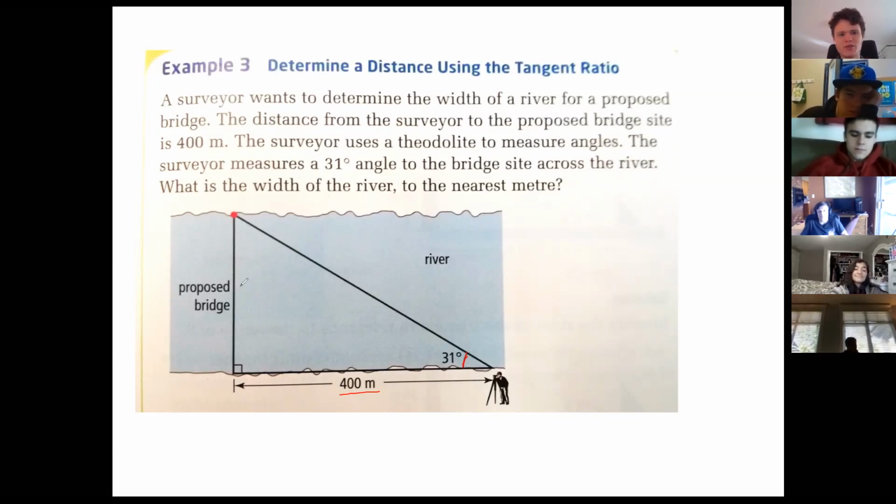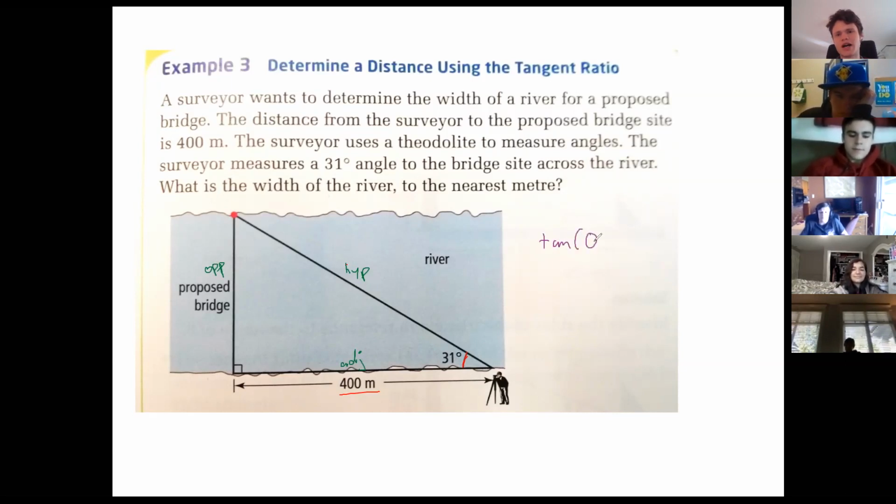Well, first of all, we double check what sides we are using. So I'm going to label these. This is our hypotenuse, this is our opposite, and this is our adjacent, in reference to this 31-degree angle. Then I'm using my tangent ratio because I see that we have opposite and adjacent. I can ignore the hypotenuse. I'm not given any information about it, and I'm not asked to find it. So opposite and adjacent tells us we're going to use tangent.